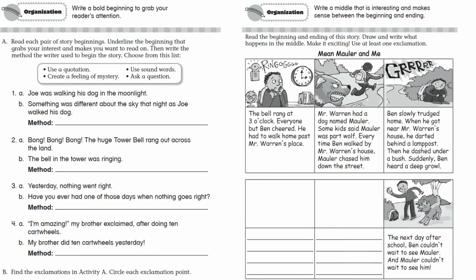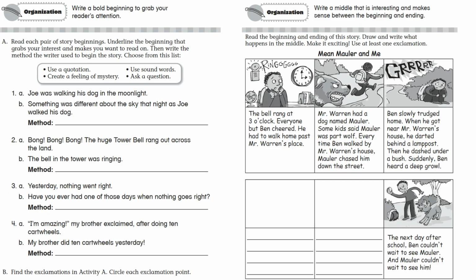On this page, we are focusing on organization in stories. Organization means the parts of your writing are in a clear order. A story usually has a beginning, a middle, and an ending. On the left side, we are practicing how to write a bold beginning. A bold beginning grabs the reader's attention and makes them want to keep reading. There are several ways to begin a story. You can use a quotation, a sound word, a feeling of mystery, or a question.